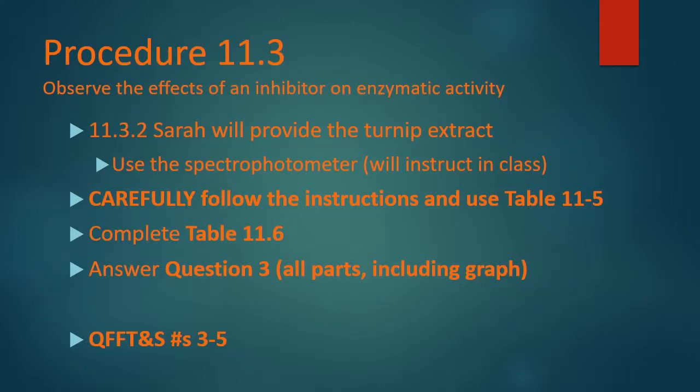In procedure 11.3, I'm going to make a turnip extract. I hope I can actually find some turnips. Otherwise, I'll have to find an alternative source of the peroxidase. We're going to be using the spectrophotometer for this. I will give you a rundown about what the spectrophotometer does and how to use it after we start our first experiment.